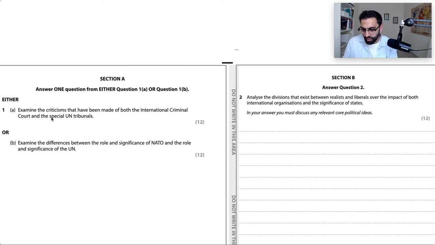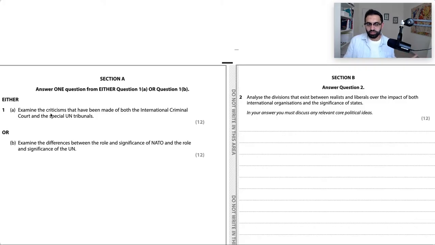Now, I get this a lot from students. So should I give a counter? Should I give the positives of the ICC and the UN tribunals? Should I talk about the similarities between NATO and the UN? No, you don't have to, and you shouldn't, right? So you shouldn't have counter paragraphs in these essays because that's just not required. You've just got to give your criticisms or your differences in these cases.